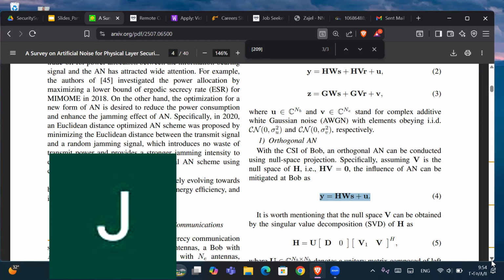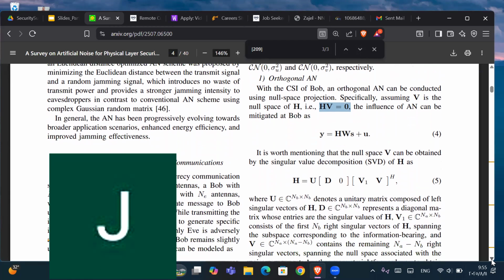Now, how do you find V that will make HV equal 0, that will satisfy this condition? How can you find it? We find it using an algorithm that you maybe heard about or studied in the linear algebra course, called singular value decomposition. Singular value decomposition is a mathematical technique that allows us to find the eigenvectors and the eigenvalues of a certain matrix. And consequently, we can determine the null space of that matrix.